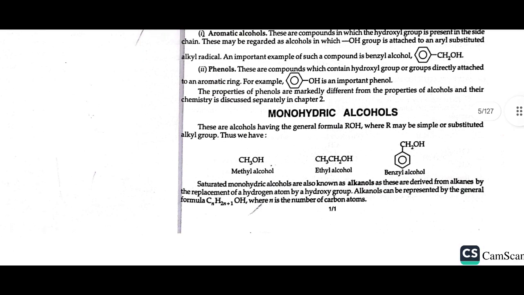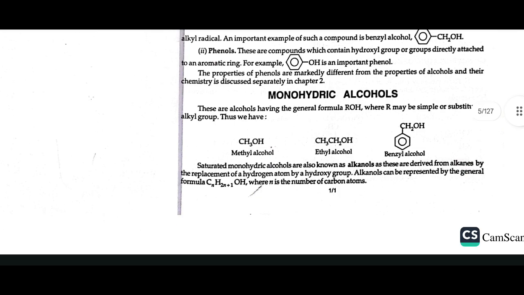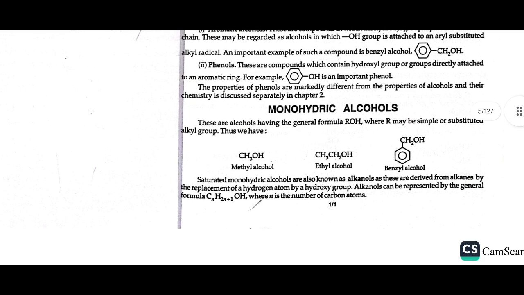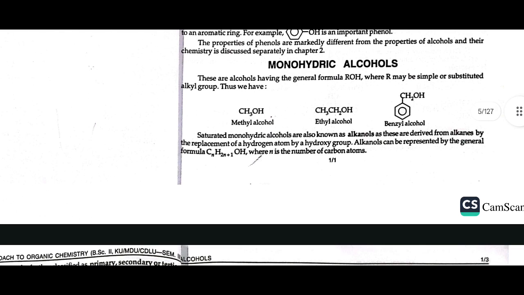Phenols. These are compounds which contain hydroxyl group or groups directly attached to an aromatic ring. For example, phenol is an important example. The properties of phenol are markedly different from the properties of alcohol, and its chemistry is discussed separately in chapter 2.